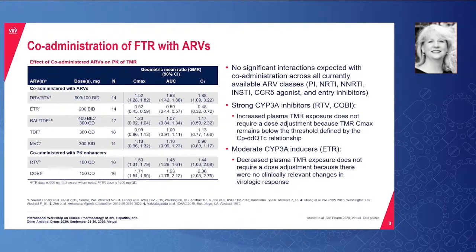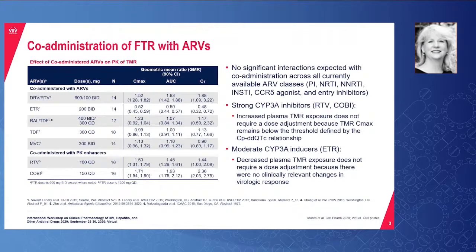As we know that Temsivir is a victim of CYP3A4, there is an increase in plasma TMR exposure up to twofold. For example, if you look at the last row with Cobi, there is a 1.93 increase in the AUC of Temsivir. But this does not require a dose adjustment because Temsivir Cmax remains below the threshold defined by the concentration QT relationship, which is more than fourfold higher than the approved dose.